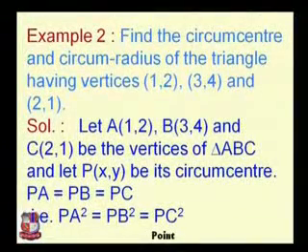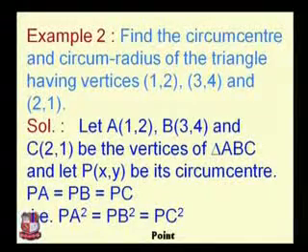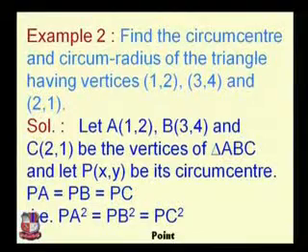Now next example: find the circumcenter and circumradius of a triangle having vertices (1, 2), (3, 4) and (2, 1).